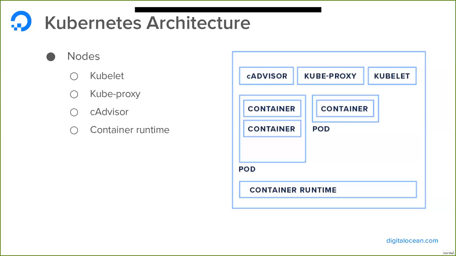I won't talk about kube-proxy or cAdvisor too much. Kube-proxy is basically a network proxy that runs on each node, and it allows inter-node communication between pods. And cAdvisor is a container metrics component, which basically reports metrics back up through the Kubernetes masters.